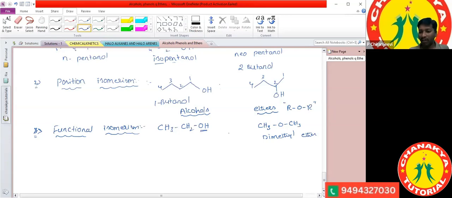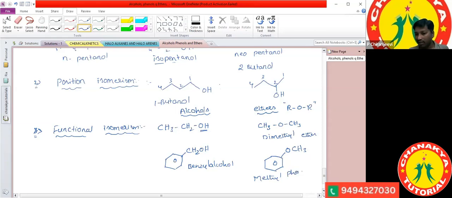Now we got the clarity. Everywhere I am giving two examples. One more example we can write, an aromatic one. We take benzyl alcohol, with molecular formula C6H5CH2OH. This we call benzyl alcohol, and it is converted into methyl phenyl ether. So it is converted into methyl phenyl ether.